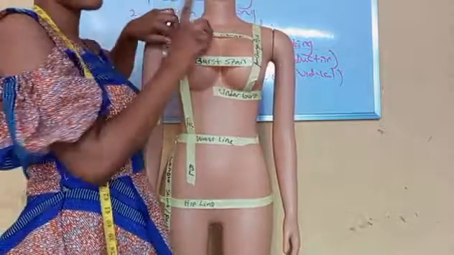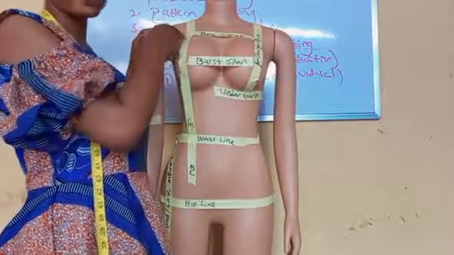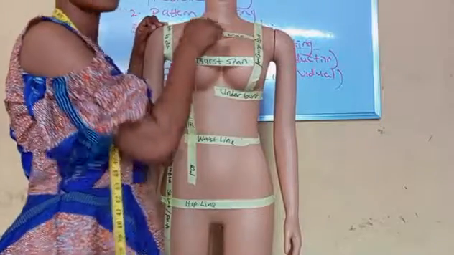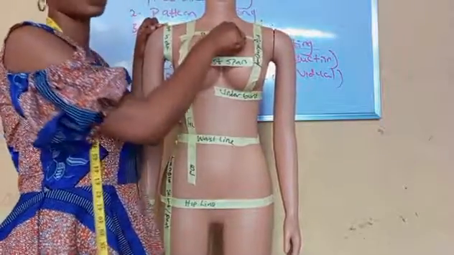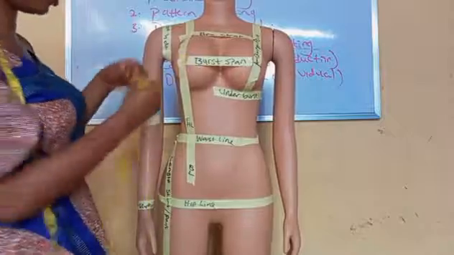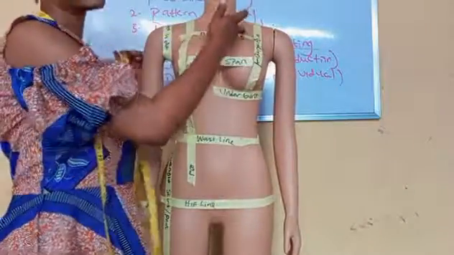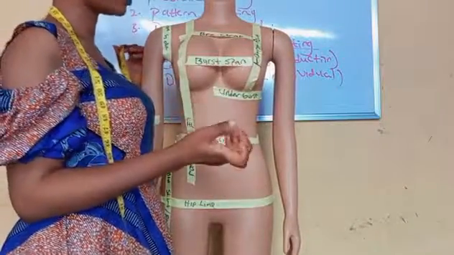Then for this front part, from one brassiere strap to another brassiere strap, we take measurement of those parts. It is from here to here. You use your tape to measure. You see it. We use this for the off shoulder when taking off shoulder measurement.